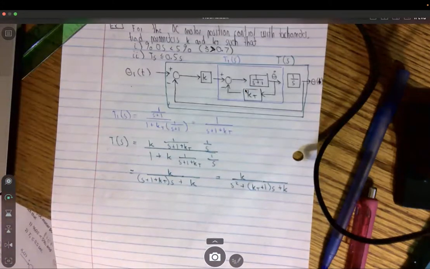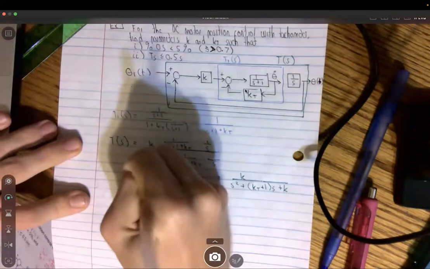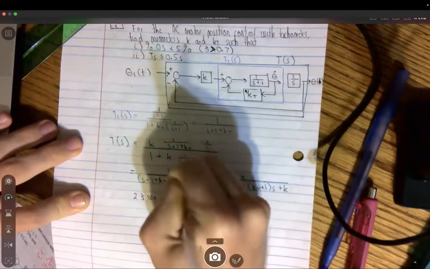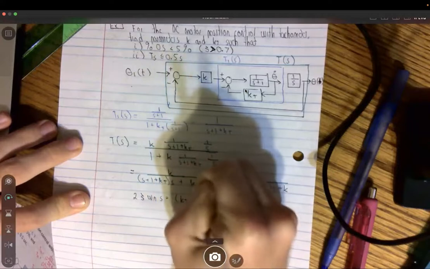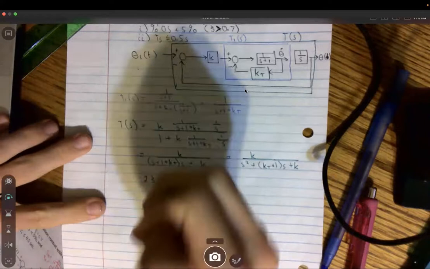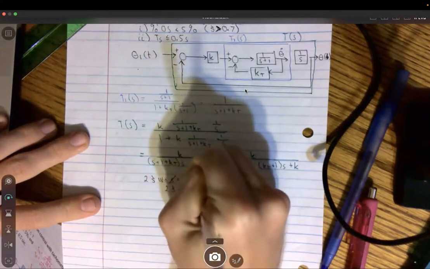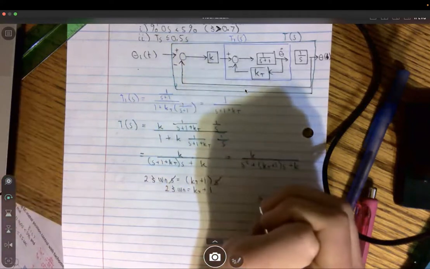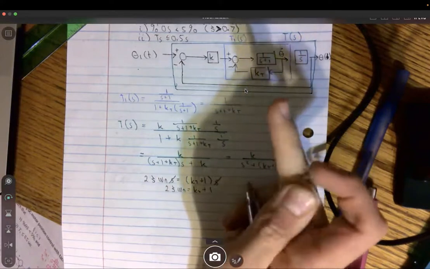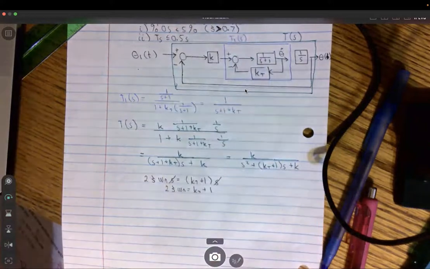And what we're going to see in this denominator specifically, remember we have 2 zeta omega n s is going to be equal to KT plus 1 multiplied by s. The s's will cancel. So you're going to be left with 2 zeta omega n is equal to KT plus 1.